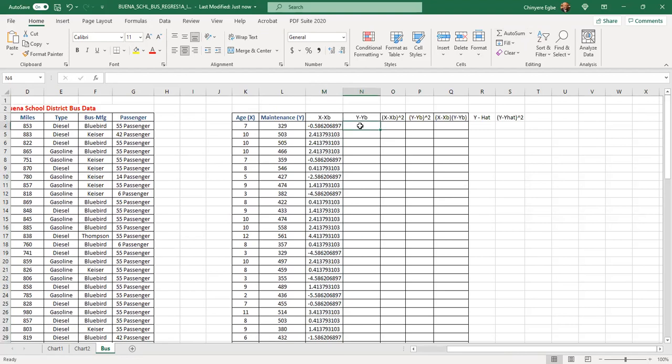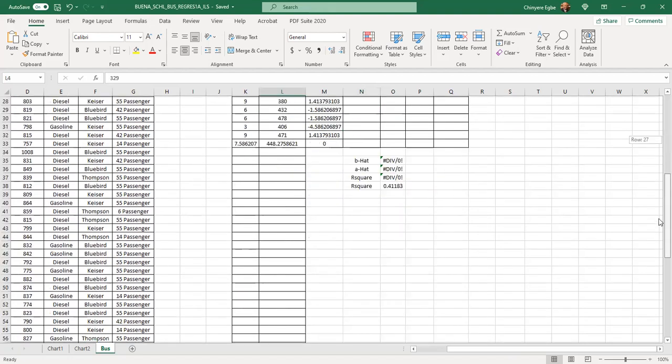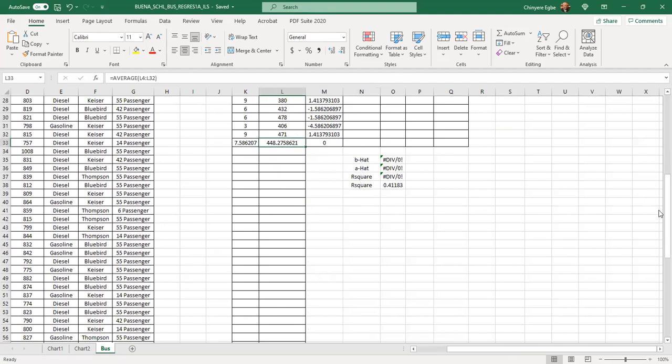And then we do y minus y bar. We have y here, the maintenance. What are we trying to estimate here? We're asking ourselves the question: does the cost of maintenance of a vehicle depend on the age of the vehicle? We know theoretically it does, but we're trying to illustrate it using actual data. So maintenance is the dependent variable and age of the vehicle is the independent variable. We take 329 and subtract the mean of y.